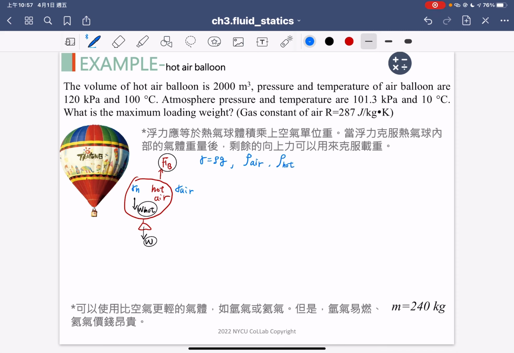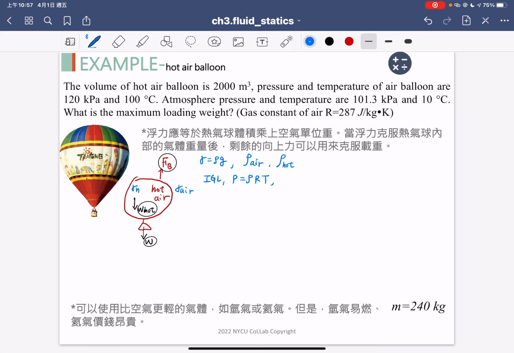Okay, because we discussed the gas, maybe we can apply the ideal gas law to compute the density for the gas. In previous examples, we always focused on the liquid problem, but in this exercise we focus on the gas. Based on the ideal gas law, we know that P equals rho R T, right?